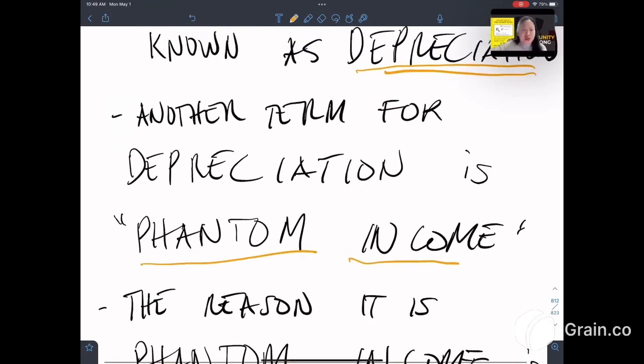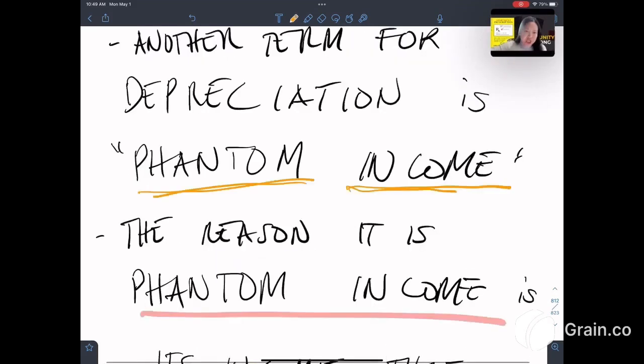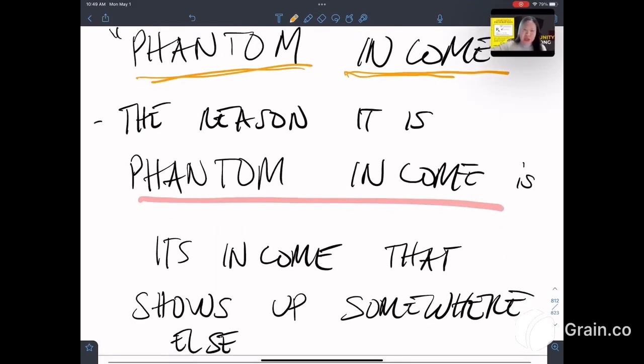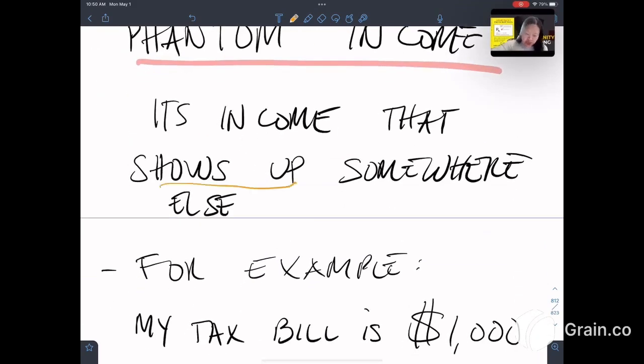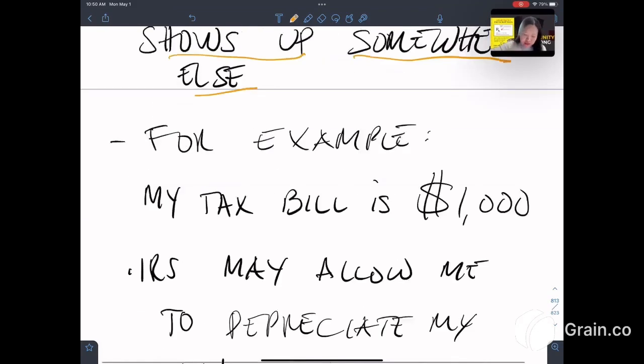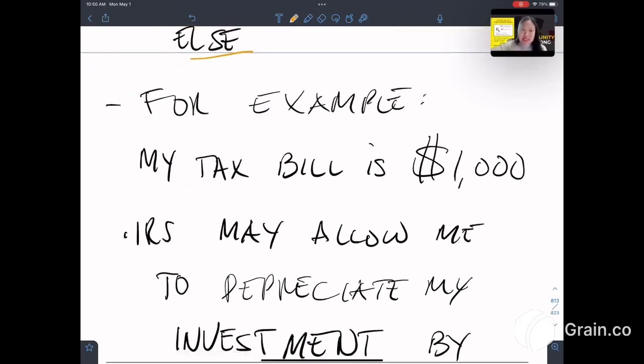And you may ask, why is it called phantom income? The reason it is phantom income is it's income that shows up somewhere else. And so that's the reason why it's called phantom income.